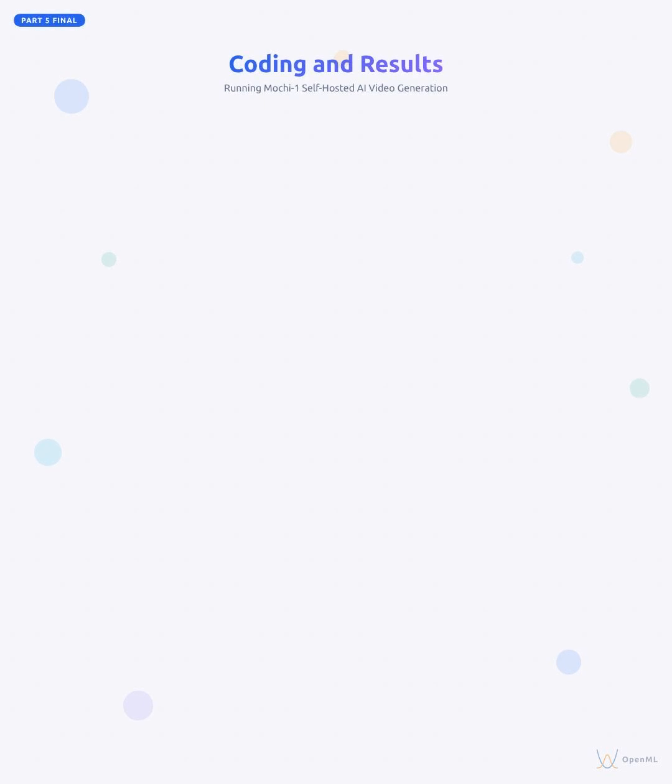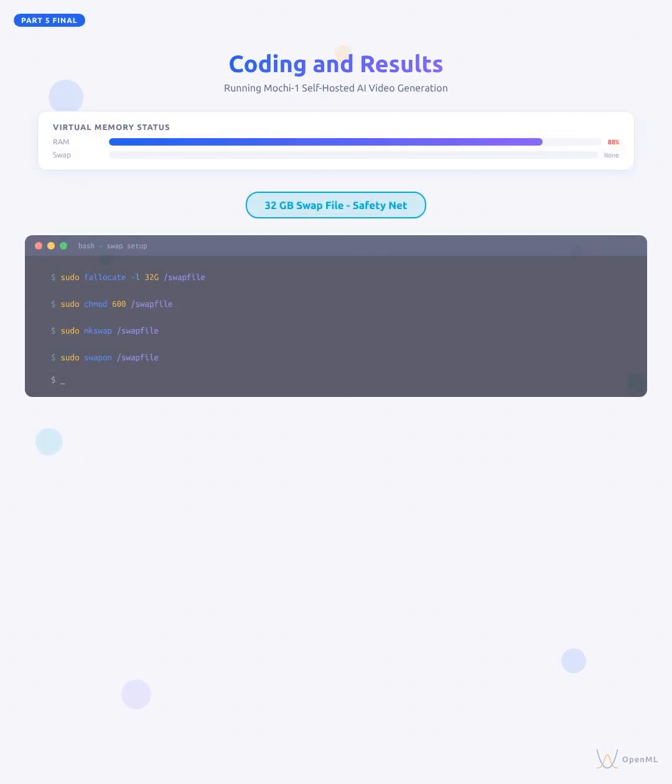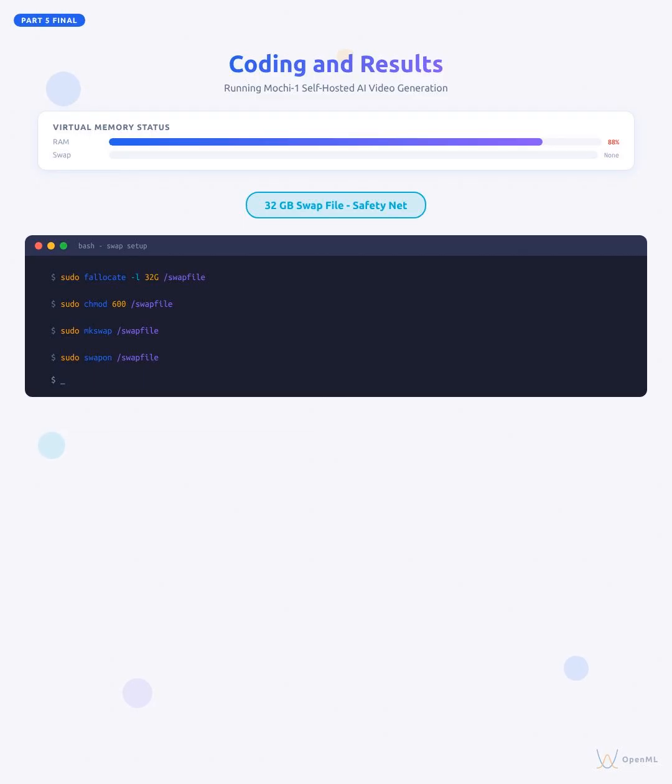For our final step, let's make sure we have enough memory. We'll create a 32 gigabyte swap file as a safety net in case our instance runs low on virtual memory. Four quick commands: allocate the space, set permissions, format it as swap, and activate it.